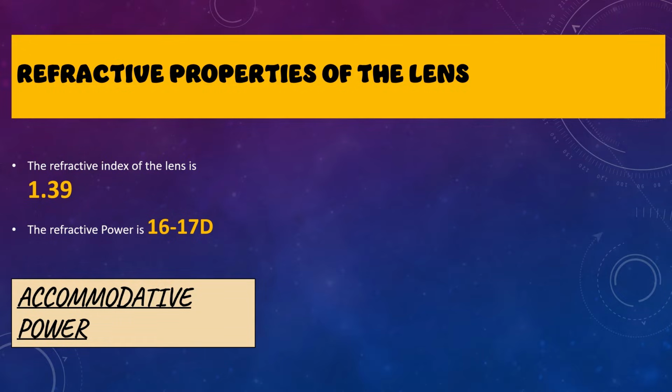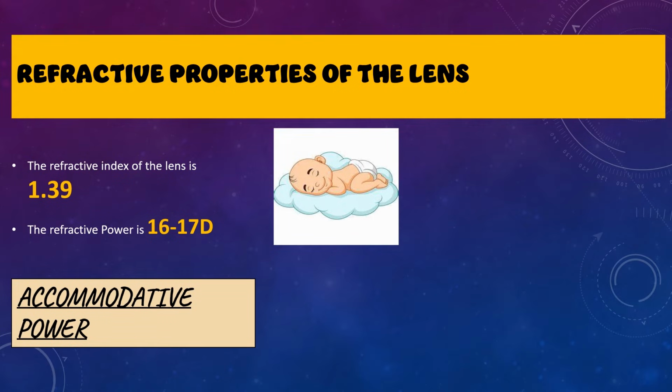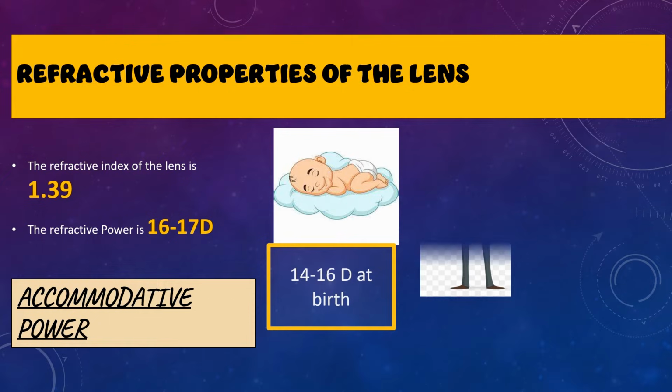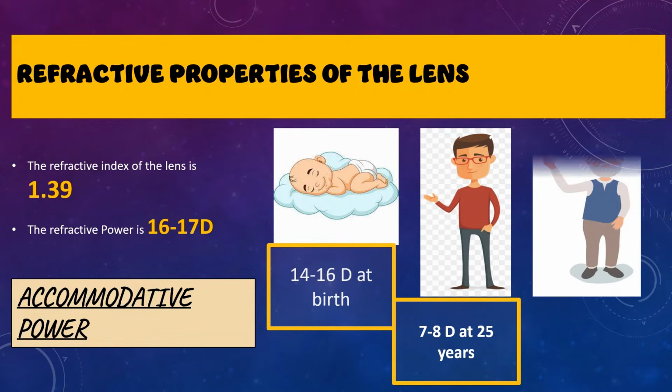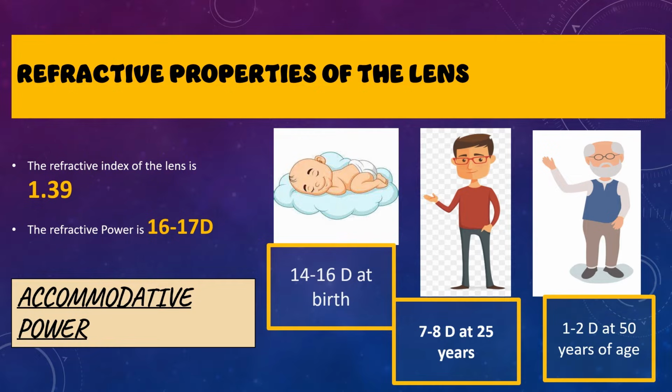This accommodative power is maximum at the time of birth. It is about 14 to 16 diopters at the time of birth, and then at the age of 25 it becomes 7 to 8 diopters, and then at the age of 50 and then old age sometimes it even becomes 0, right? So the accommodative power basically decreases gradually, and this is actually associated with the refractive condition that we see in old age and usually after 40 years of age.